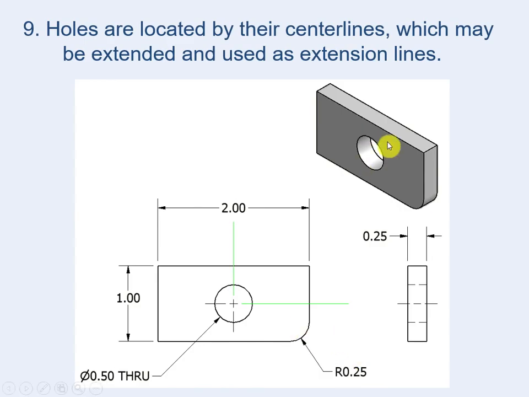Holes are located by their center lines, center line number 1 and center line number 2, which may be extended outside the view to be used as an extension line for a dimension. So we want to locate the circle. So the first center line, second center line. Now the distance between this line and this center line should be indicated, and same thing for the other one. In this case, extend the center line and use it as an extension line, never mind. And same thing for the other one.